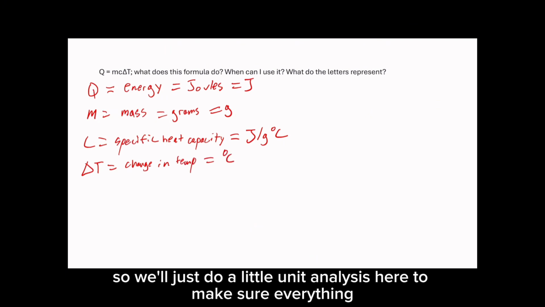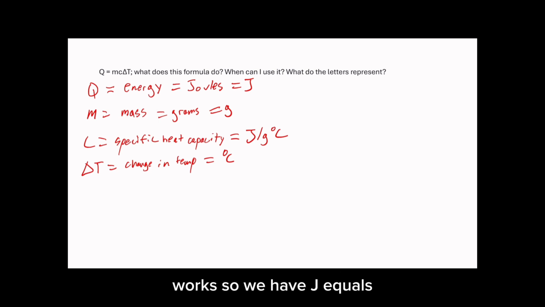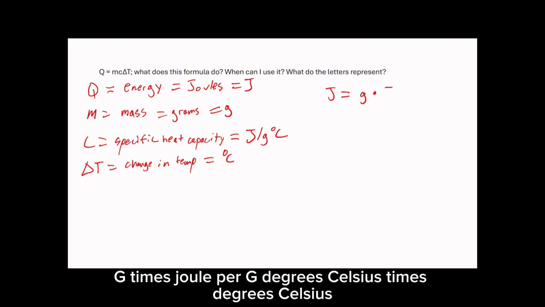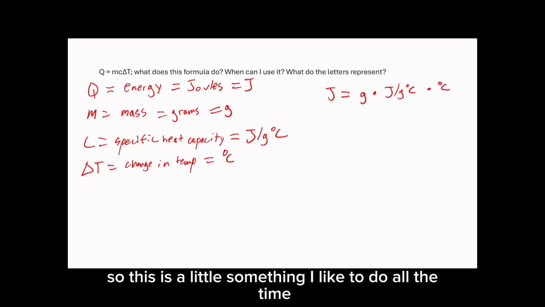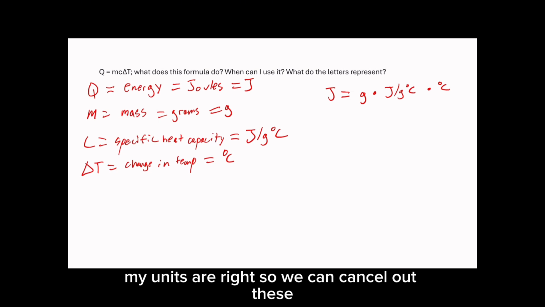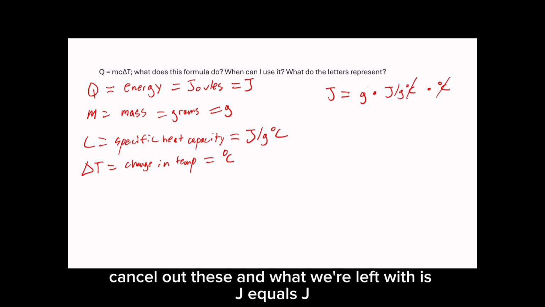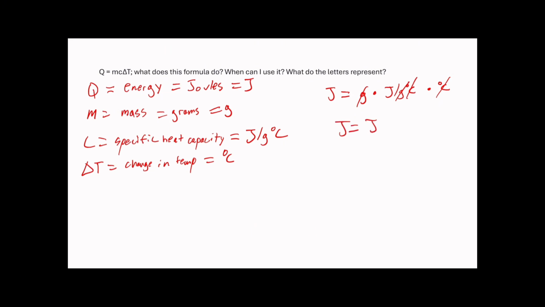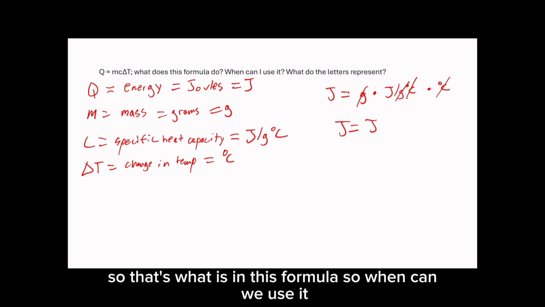So we'll just do a little unit analysis here to make sure everything works. So we have J equals G times joule per G degrees Celsius times degrees Celsius. This is a little something I like to do all the time when I want to check and make sure I'm doing the question right and my units are right. So we can cancel these out, and what we're left with is J equals J. So we know that it works. So that's what is in this formula.